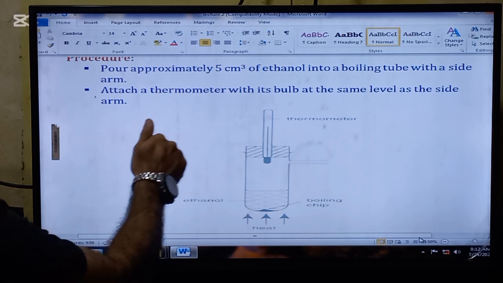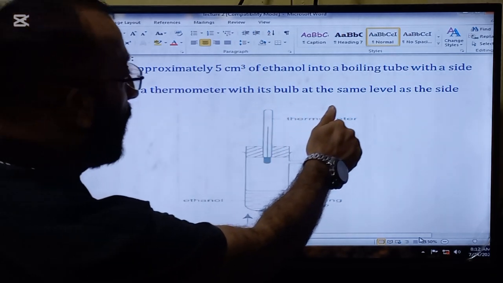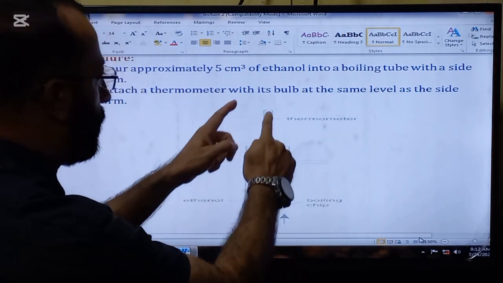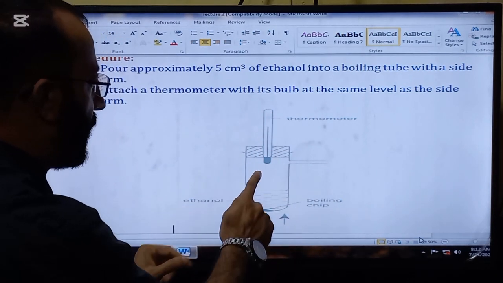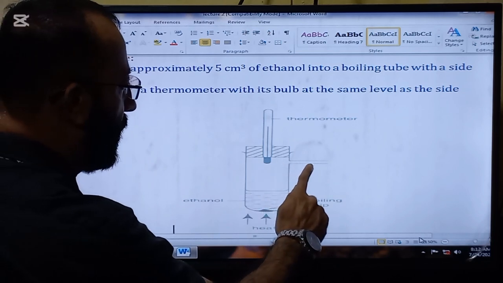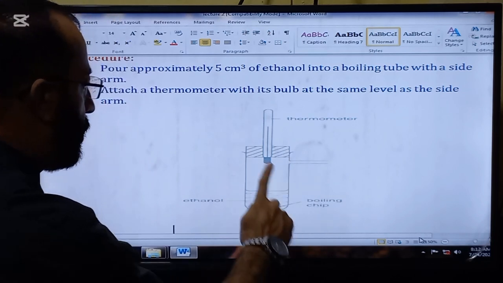The second step is to attach a thermometer with its bulb at the same level as the side arm. So here is the side arm. So place the thermometer in such a way that the bulb of the thermometer is at the same level as the arm of the boiling tube.